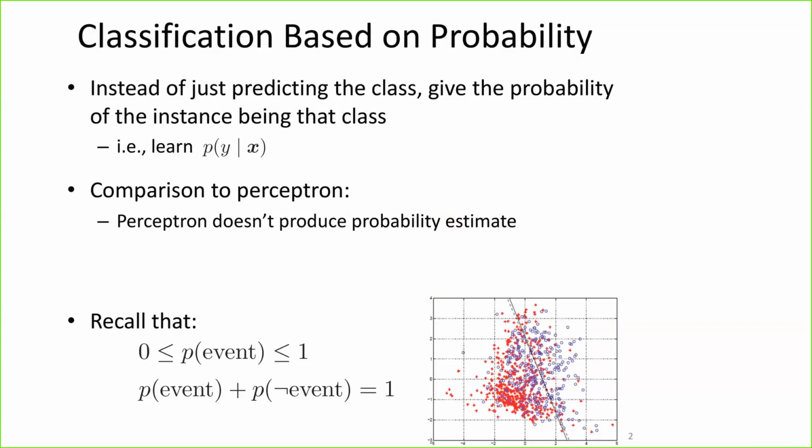logistic regression model is giving. So it is a classification based on the probability. It means instead of just predicting the class, we give the probability of the instance being in that class. It means we are trying to learn the probability of y for a given x. X is the input feature vector, right? So if you compare it with the linear regression model or the perceptron, that does not produce the probability estimate. All right. So the linear regression model does not produce any probability estimate.